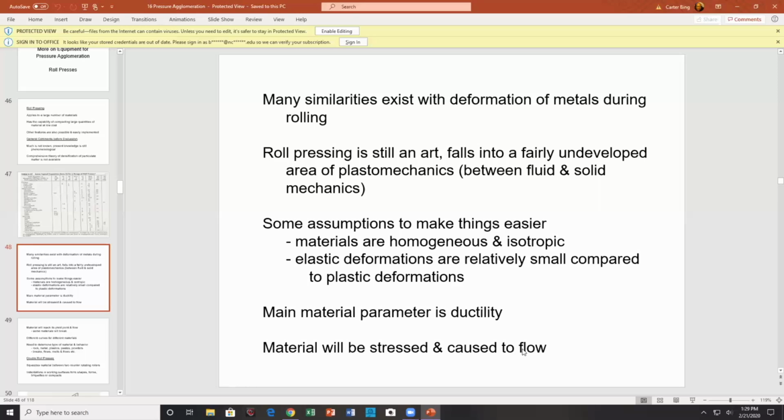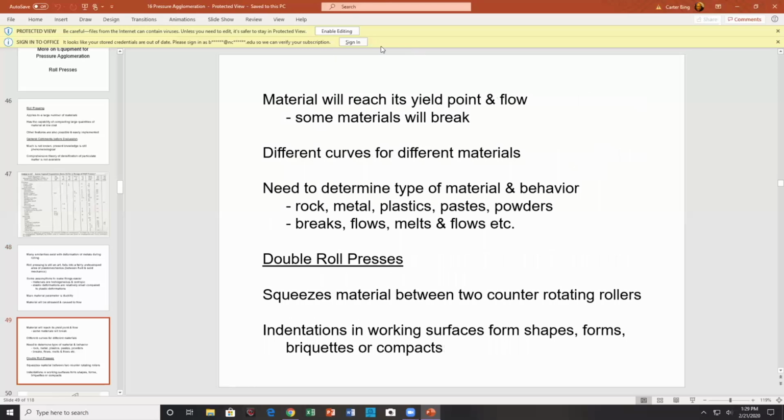Materials can be stressed to cause the flow. Yep. Reaches a yield point, some material will break, different curves. So you need to determine the type of material and behavior you have. Rock, metal, plastics, paste, powders, they all break and have ductility in different ways, I'm quite sure.